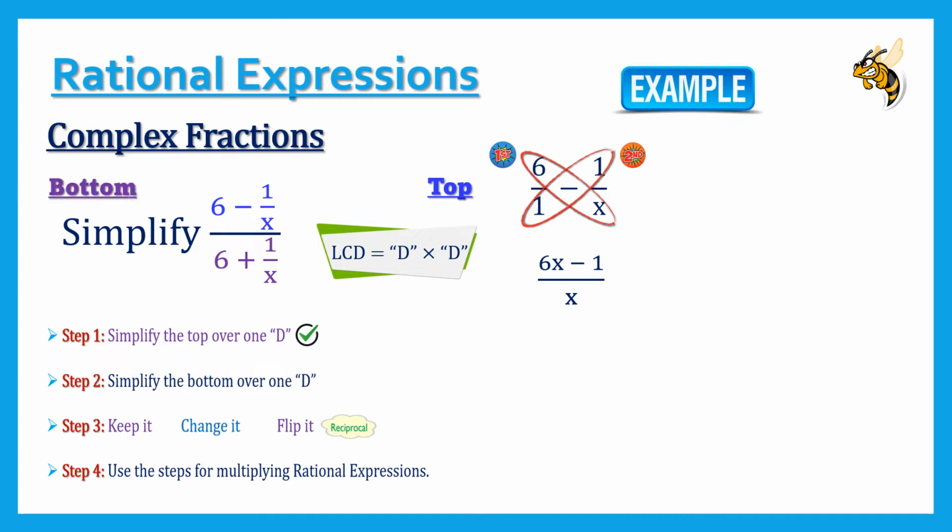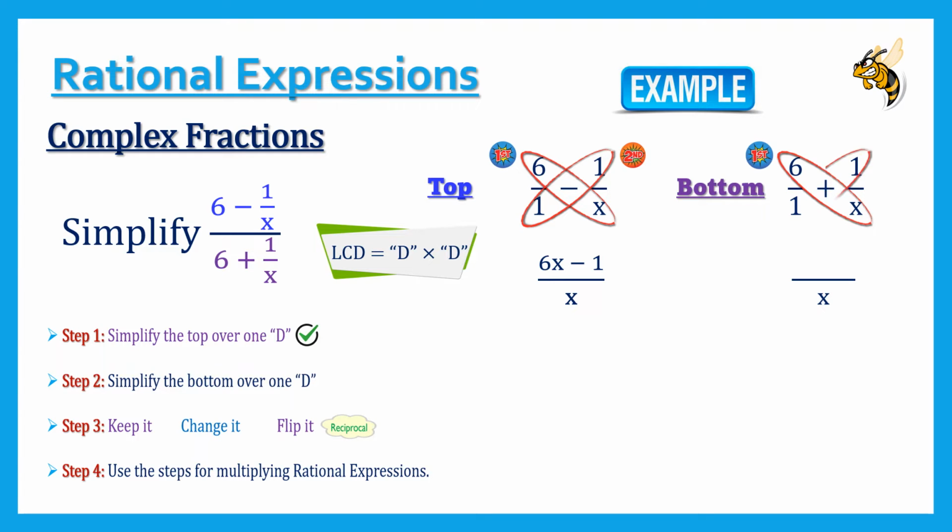Now let's concentrate on the bottom. The bottom started off with a 6. We need to write it as a fraction. So therefore, it's going to be 6 over 1 plus 1 over x. We're going to find the LCD, which is just going to be the d times the d once again, because both of them are prime. So it's going to be 1 times x, which is x.